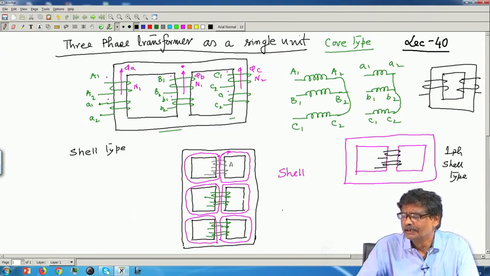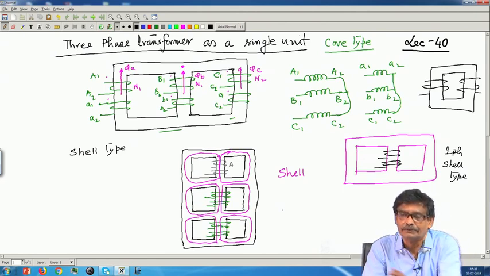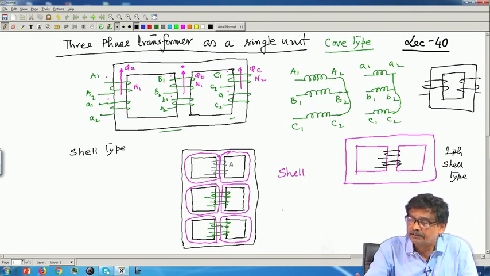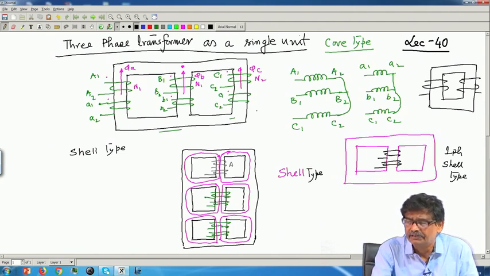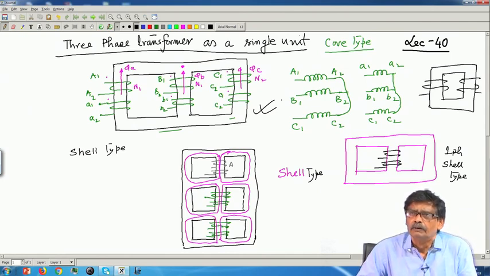People say that in shell type iron embraces the winding, in the core type coil embraces the iron, as you can see iron is outside. But anyway, operation etc. will be similar, flux paths will be different. So, this is shell type transformer, okay, 3 phase, of which this core type is very much popular, and they are used to make say power transformers, all core type.